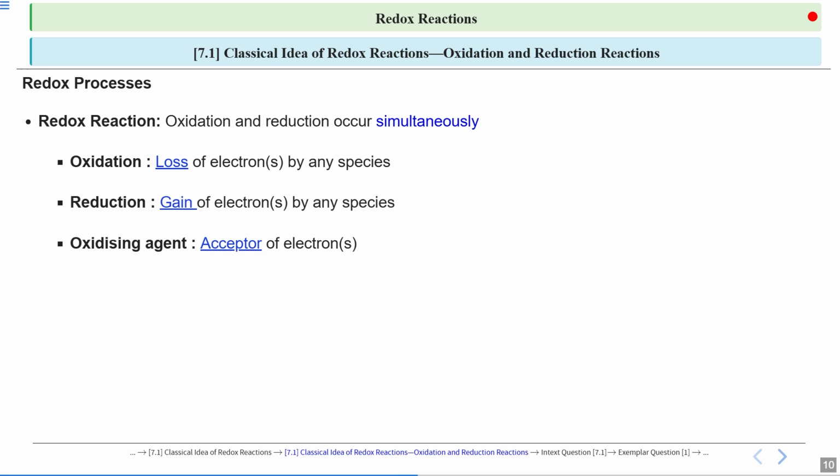The particular species which would accept the electrons would be considered as the oxidizing agent, while the species that would donate the electrons would be considered as the reducing agent. They would be considered as the reducing agent.